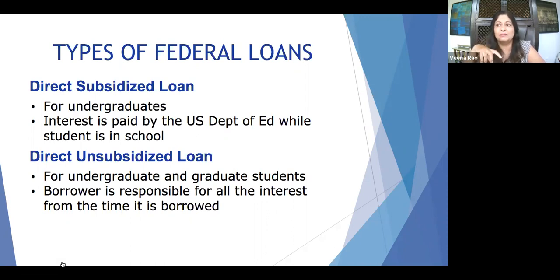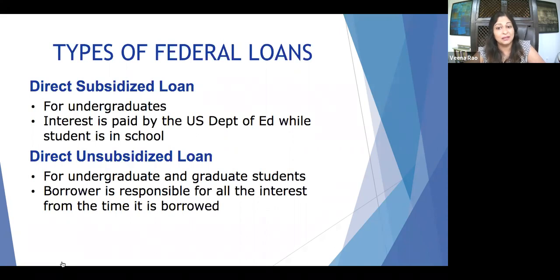So what does that mean? It means that during the 4 years or 6 years, depending on how long you take to graduate, but hopefully it's just 4, the Department of Education pays the interest while you're at school. So that's one less headache that you have to worry about.